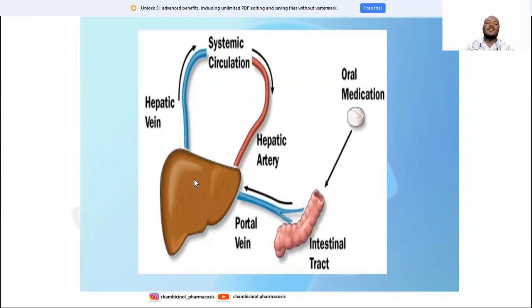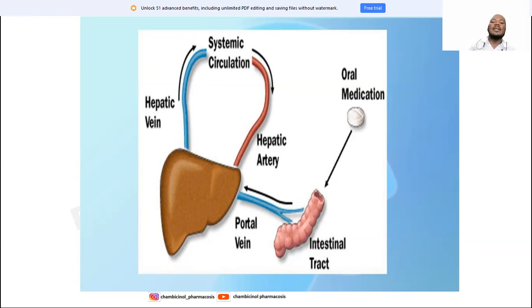So some percentage is reduced. But here it is taken first into the liver via the portal vein, where it undergoes metabolism. Then it is carried through the hepatic vein and reaches the systemic circulation. So you can see that before the drug reaches the systemic circulation, a number of metabolic processes take place. And once metabolism takes place, some percentage of the drug is lost. That's why the bioavailability of most oral administrations is not 100.